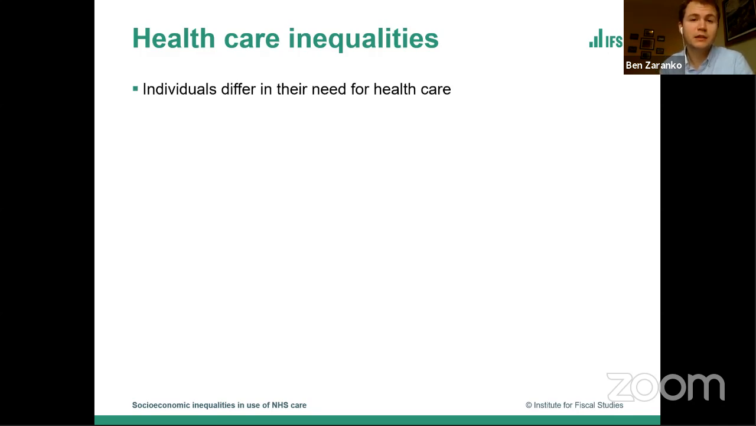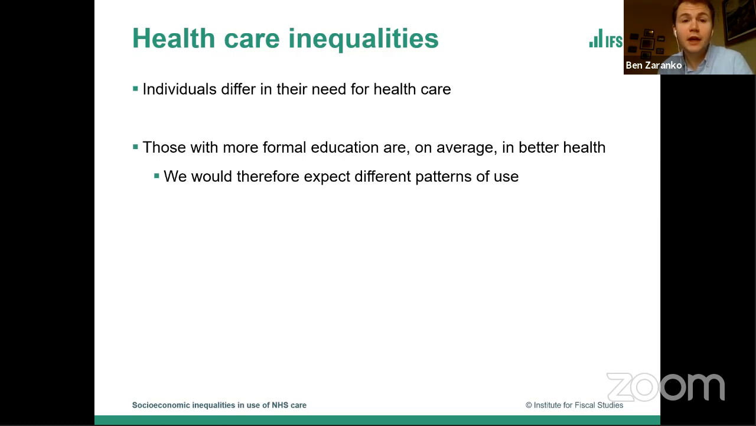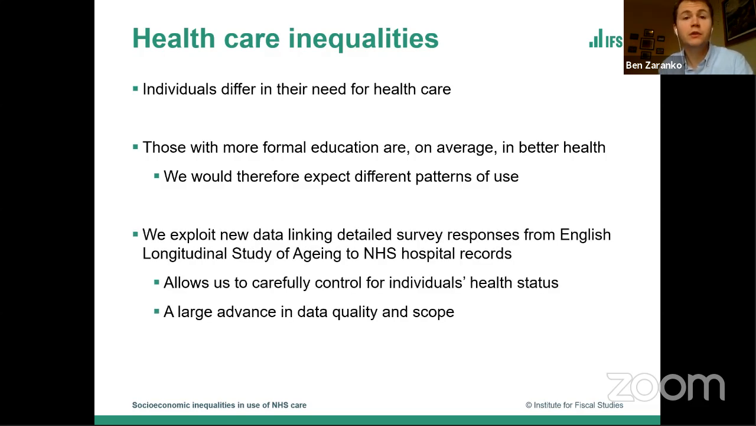To give a sense of what we mean by that, it seems obvious, but it's worth saying that individuals differ in how much they need healthcare. Some people are sicker than others. Some people are unfortunate enough to have illnesses and conditions that require extensive treatment. Others are more fortunate. We know also that average need for healthcare differs across different parts of society. So we know, for instance, that those with higher levels of education, with more formal education, are on average in better health. And so we'd expect them to have less need for healthcare, and so we might expect them to use less healthcare than those who are on average in worse health, and so we'd expect to see different patterns of use. What's interesting is whether those different patterns persist after you control for those differences in underlying health and need for healthcare, and that's what we're able to do.